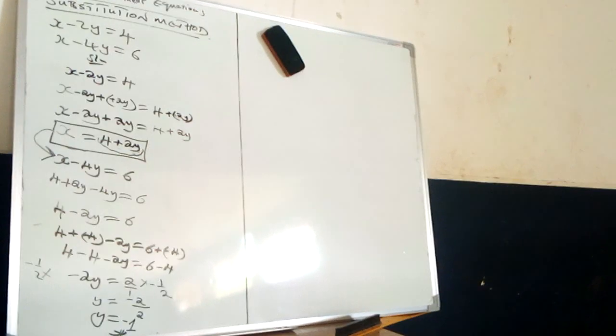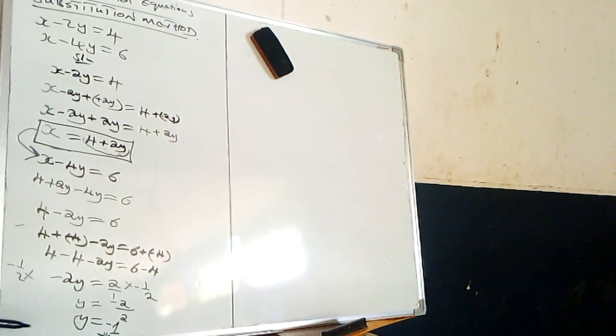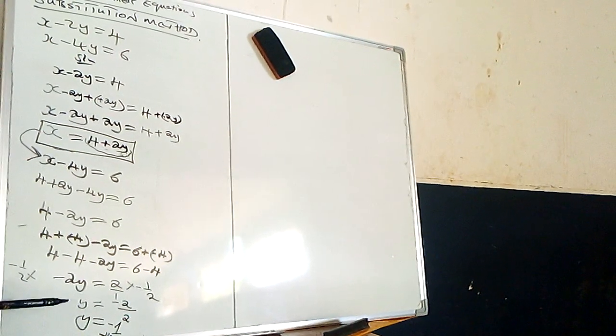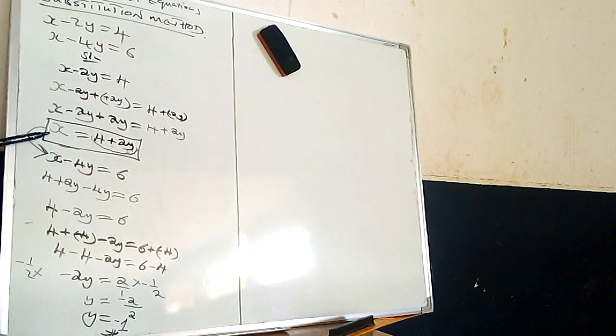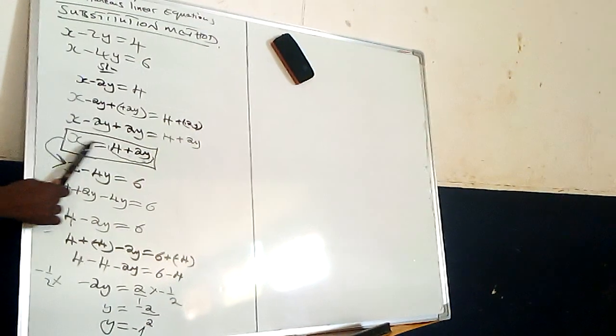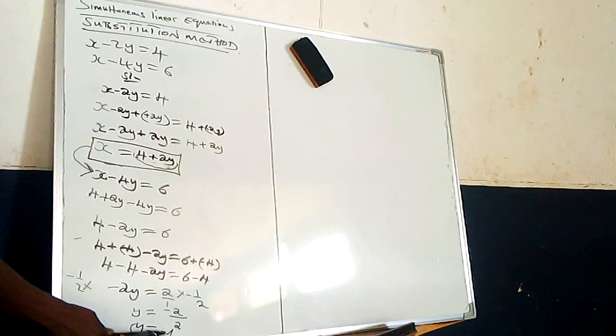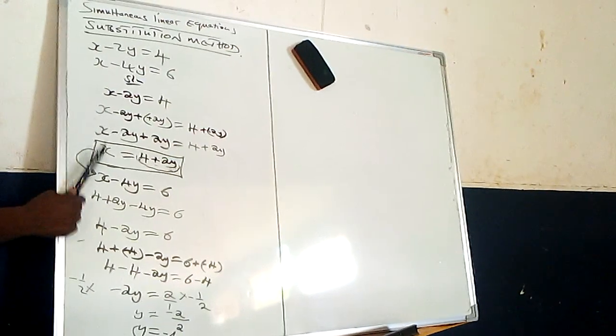Beautiful. Now look at how interesting it is. Now it's time to find the x value. Where do you get it? You go to this one. The x is already the subject here. So x is actually 4 plus 2y. So what is y? We put minus 1, and of course that will be the value of y.